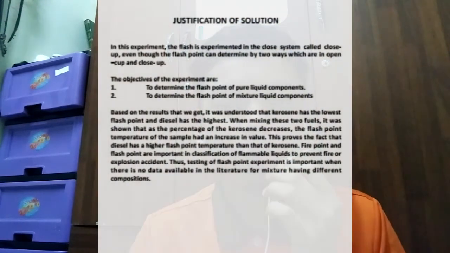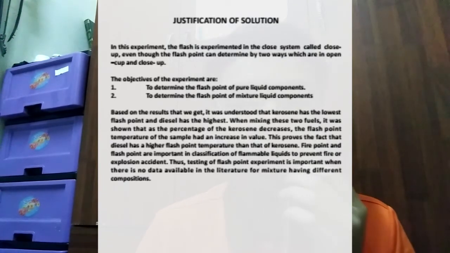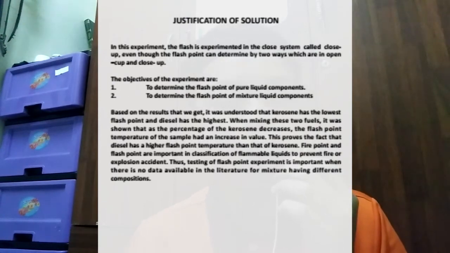A fire point happens when the ignition source is applied and the heat produced is self-sustaining, as it supplies enough vapor to combine with air and burn even after the removal of the ignition source. In this experiment, the flash point is tested in a closed system. There are two ways that we can determine the flash point: open cup and closed cup.